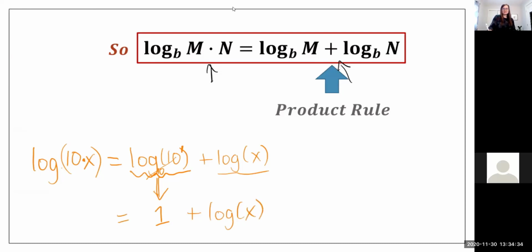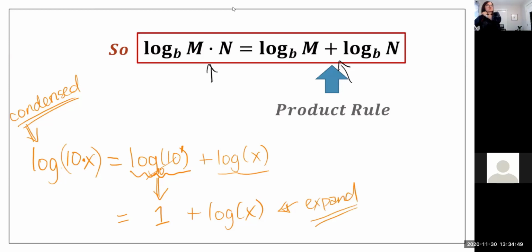So this is the simplified, expanded form, and this is the condensed form. They might ask you to expand, they might ask you to condense, and we need to look at some of the other log laws, which are parallel to the exponent laws.